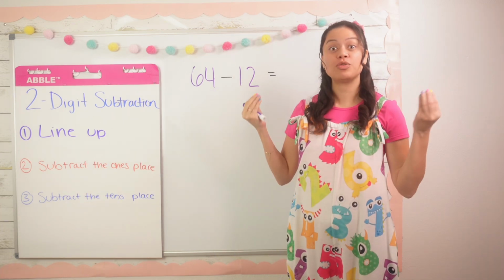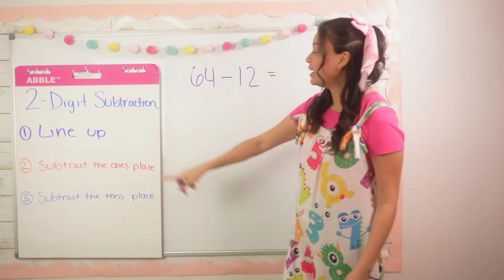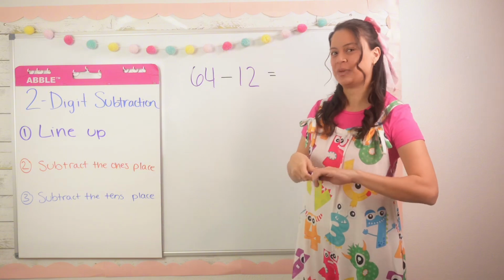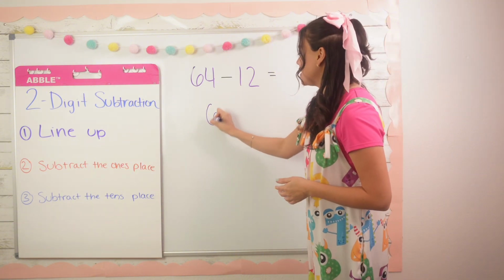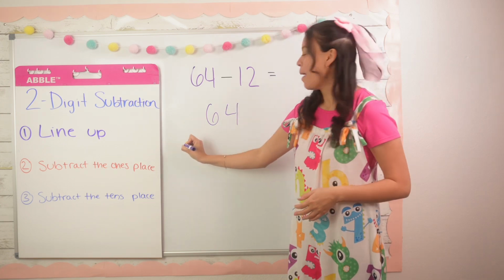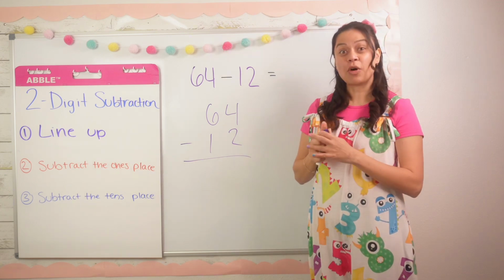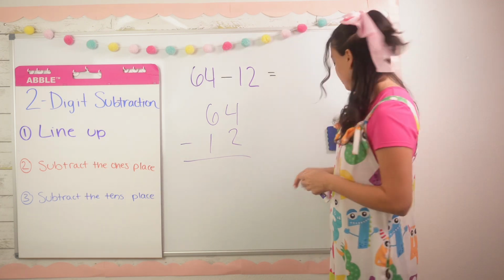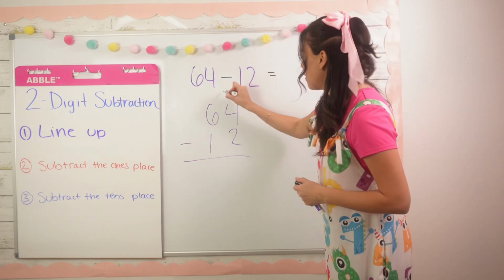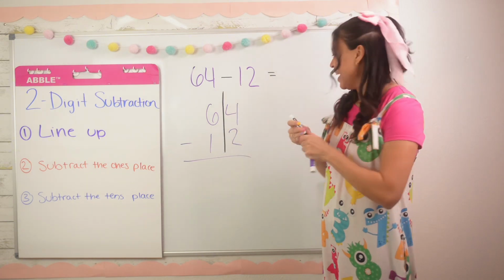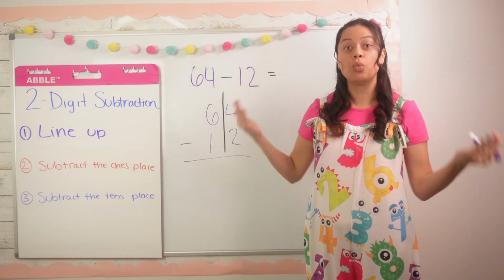So we're gonna go ahead and use the standard algorithm to subtract. So step number 1 is to line up the numbers using their place value. So I'm gonna rewrite this problem vertically. So 64 minus 12. Okay? Then I'm gonna go ahead and draw a line straight down the middle in order to separate the ones from the tens place. Boop!